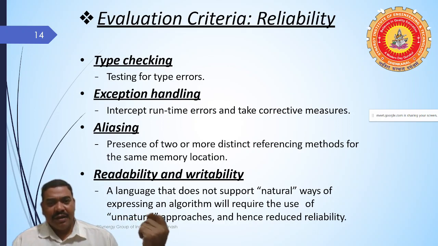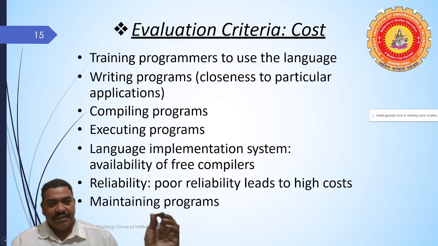Next is readability and writability. A programming language that does not support the natural ways of expressing an algorithm will require the use of unnatural approaches, and hence it will reduce the readability. Getting it? So now the next evaluation criteria is the cost.